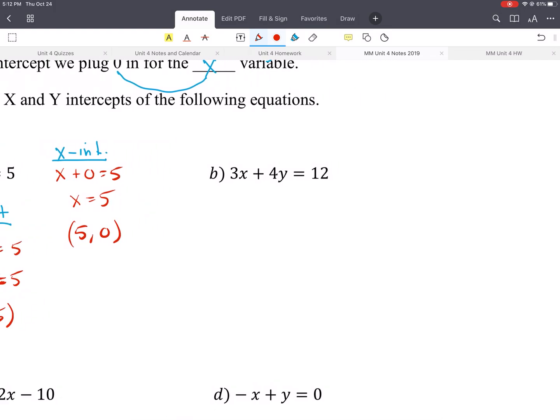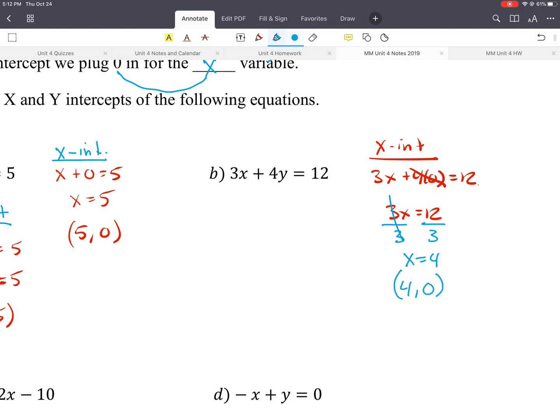Here we have another example, the x-intercept. We want to find the x-intercept, so we're going to set y equal to 0. So we'll get 3x plus 4 times 0 equals 12. Well, 4 times 0 is just 0, so we'll just have 3x equals 12. We've solved problems like this before, so this shouldn't be anything new. We want to get x by itself, so we divide both sides by 3 and get x equals 4. To write it as an ordered pair, 4, 0 is our x-intercept.